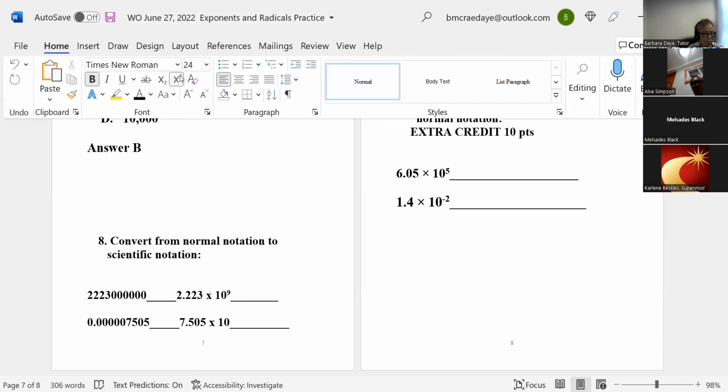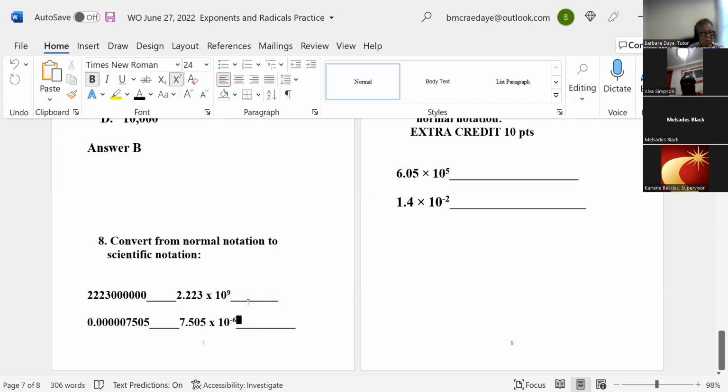You said a 6, that was right. It would be a negative, so what would I put here for the power? Minus 6, because it's negative. When you move to the right, it's negative. You moved it 6 places to the right, and it's a negative exponent. So 7.505 times 10 to the minus 6.